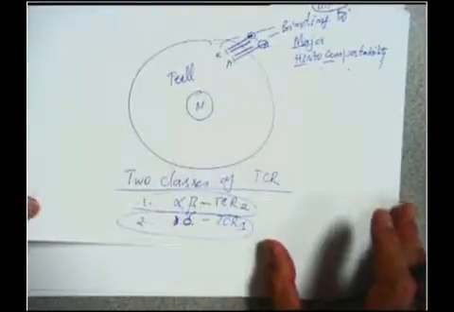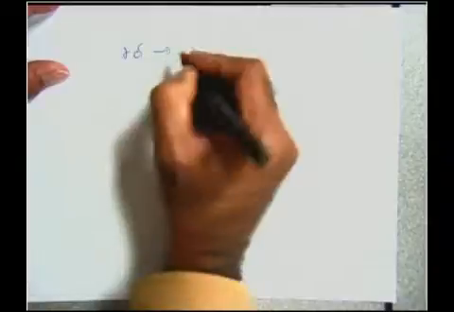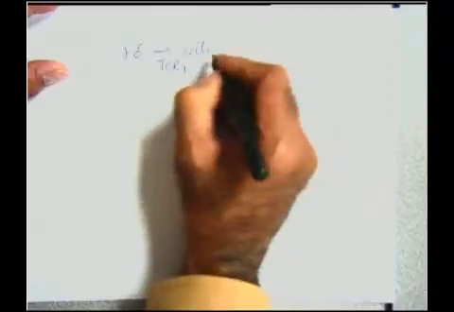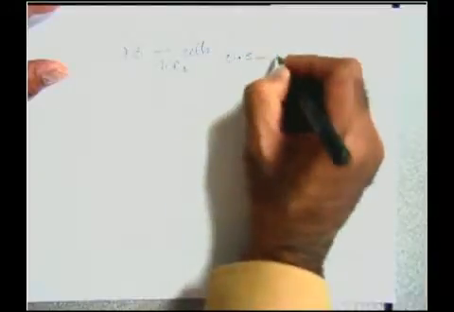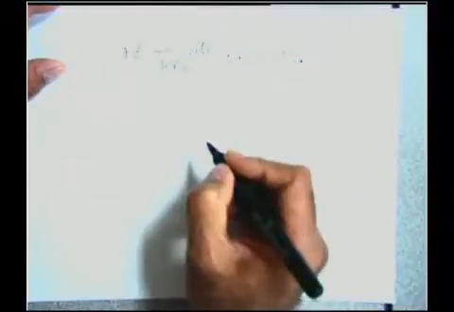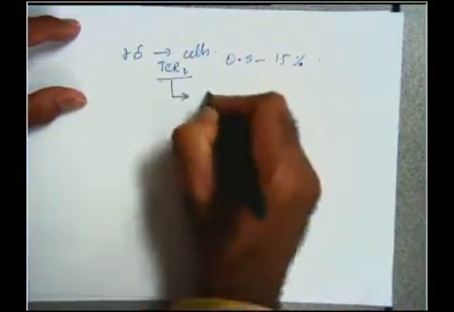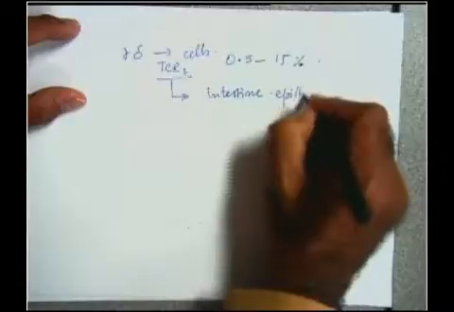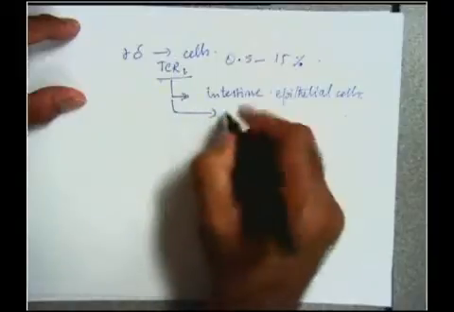So if you isolate from human blood, you will find gamma and delta cells, meaning TCR1 cells. They are present at 0.5 to 15% of T cells in human peripheral blood. And these TCR1 T cells are present in intestinal epithelial cells, as well as in skin.